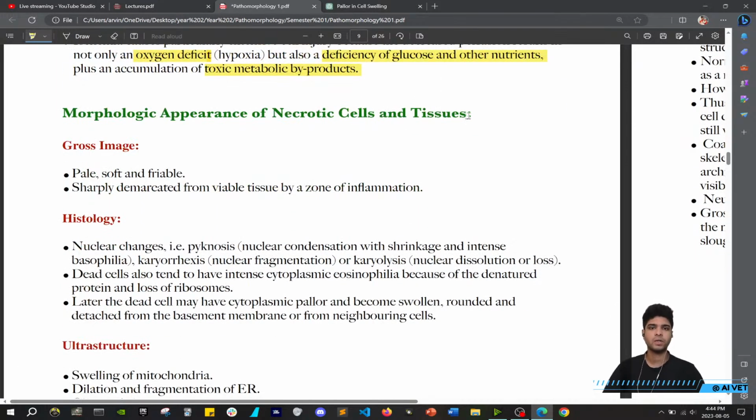Morphologic appearance of necrotic cells and tissues. So they will appear gross, pale, soft, and friable. Okay. Sharply demarcated from viable tissue by a zone of inflammation.